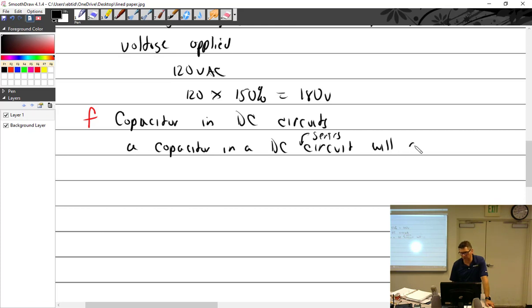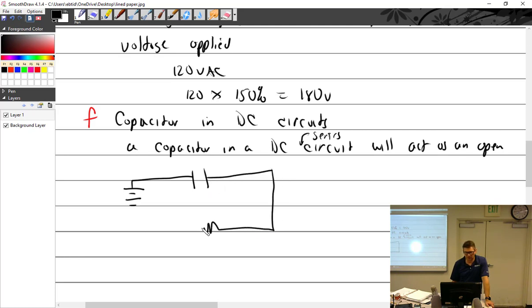Because it is schematically correct. In a series circuit, if I just drew something like that, put a load in it because you always have one load, what's current flow? Zero, because you have a gigantic open right here. Nothing flows. Well, it'll charge up, but then it stops flowing.